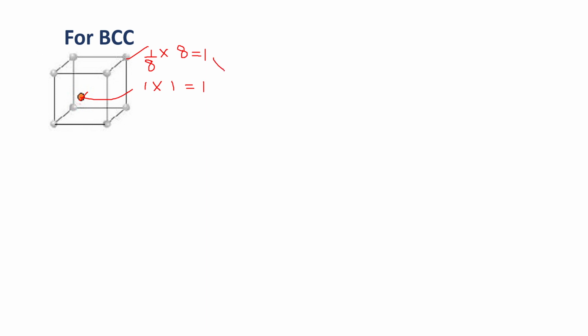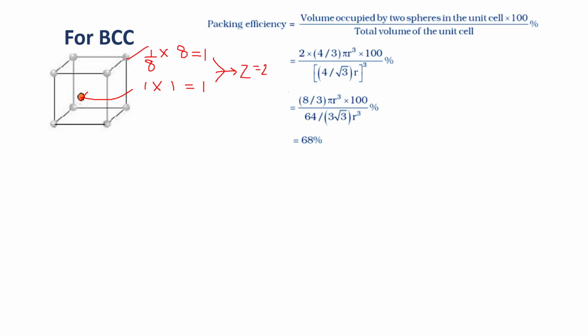So overall, the number of particles in the BCC will be Z equal to 2. 1 plus 1 gives 2. So as per the packing efficiency formula, we know that the volume occupied by the 2 spheres in the unit cell, this 2 being the total contribution of the spheres, and the volume of each sphere is 4 by 3 pi r cube.